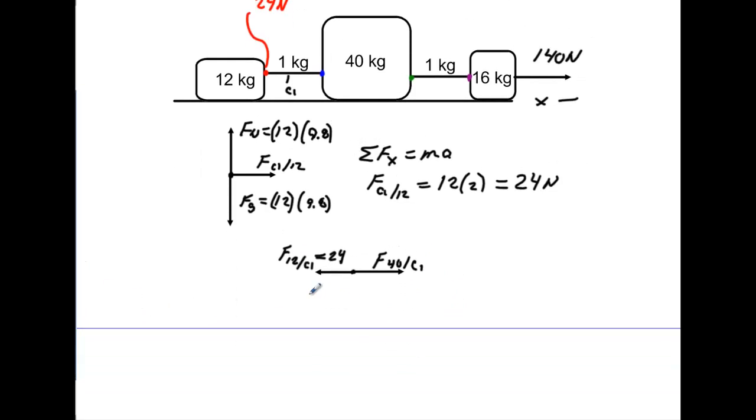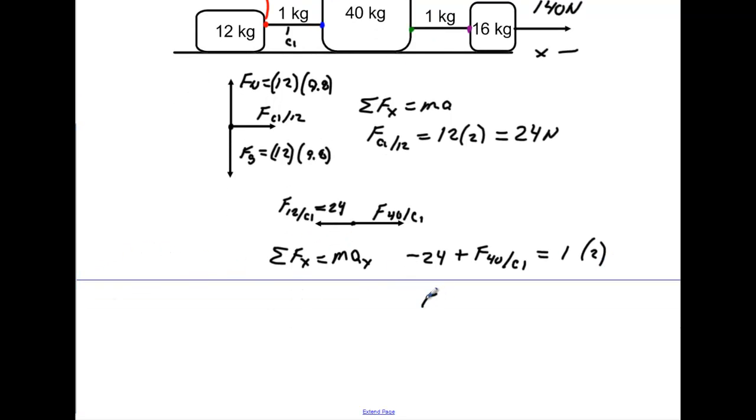Okay. Now we'll do the same thing. When I sum my forces in the x direction, it must equal the mass of that object times the acceleration in the x direction. When we do that, we'll get minus 24 plus the force that the 40 is applying onto C1 is equal to the mass, the 1, times the acceleration, and we said the acceleration was 2. When we solve for that, we will find that the force that the 40 kilogram object is doing on C1 is going to equal 24 plus 2, that's going to be 26 newtons.